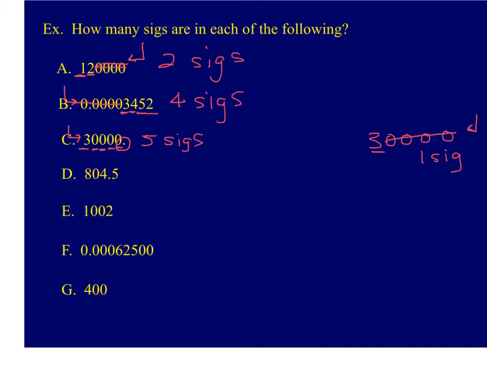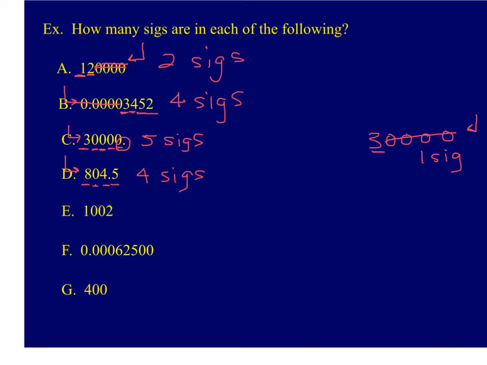So on letter D, you should have counted significant figures from the left side of the number. The decimal's present, so we would count from the Pacific side. Start counting from the first non-zero, which would be the 8. And once you start counting, don't stop. So all 4 of those would be significant figures.